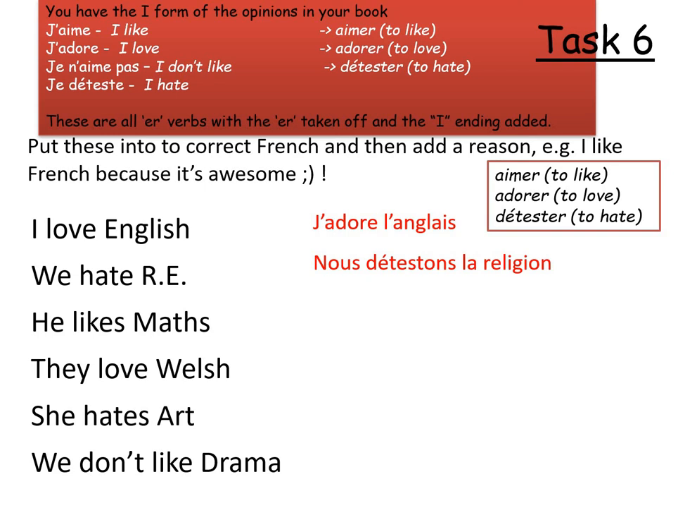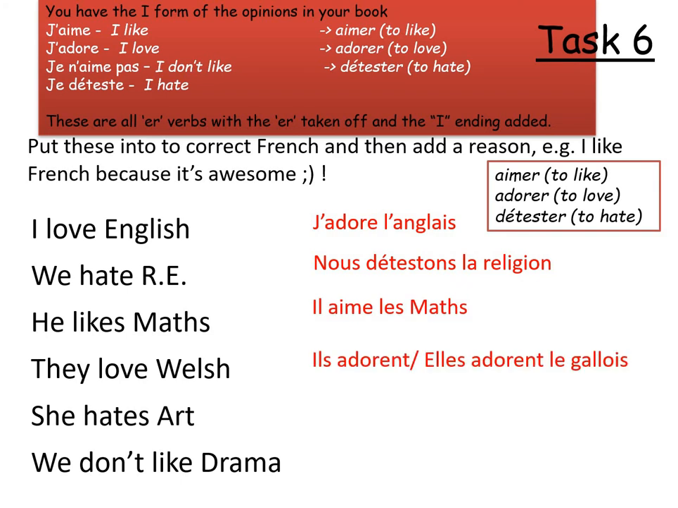Okay, so for we hate RE, we should have nous for we, détestons with a we ending, hate, la religion. And then you might have a reason, okay? He likes maths, il aime les maths. Ils adorent or elles adorent, depending if it's a group of boys or girls. Elle adore le gallois. Elle déteste le dessin. And nous n'aimons pas le théâtre. So pause and check yours.